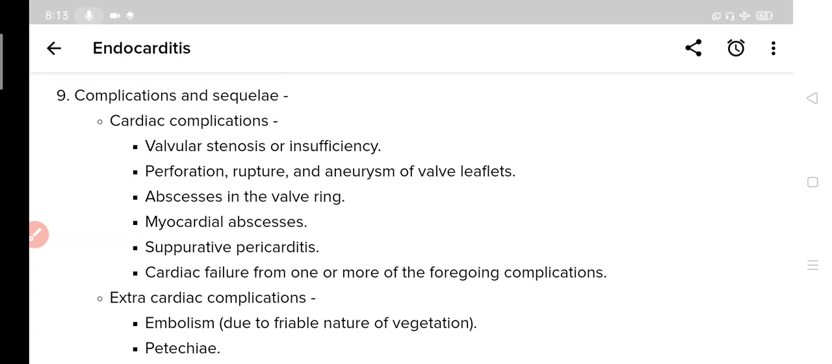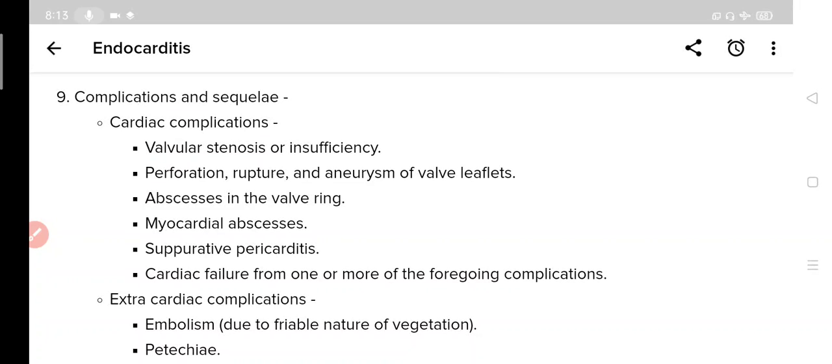Now coming to complications and sequelae of bacterial endocarditis. These complications are divided into cardiac complications and extracardiac complications. Cardiac complications are those that affect the heart, and extracardiac are those that affect other organs. So what are the cardiac complications of bacterial endocarditis? They are valvular stenosis or insufficiency, perforation, rupture and aneurysm of valve leaflets, abscess in the valve ring, myocardial abscesses, suppurative pericarditis and cardiac failure from one or more of the foregoing complications. That means all these complications may result in cardiac failure.